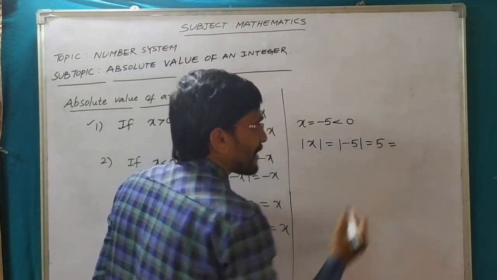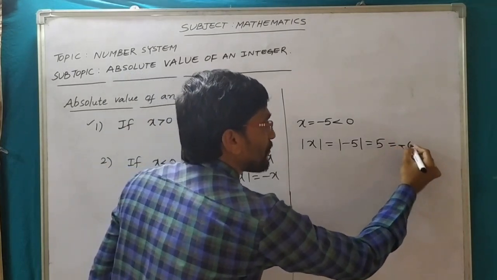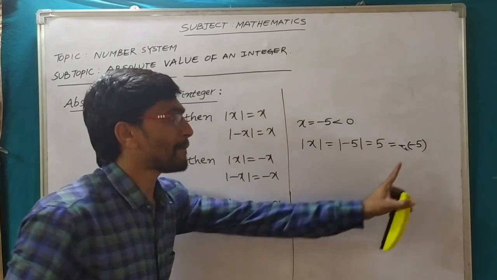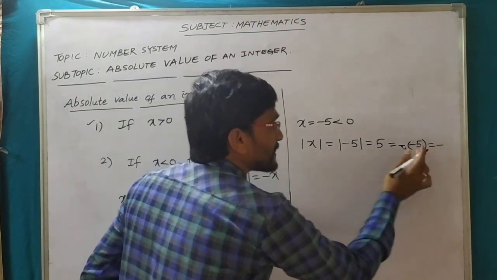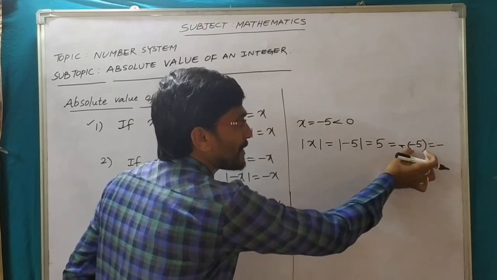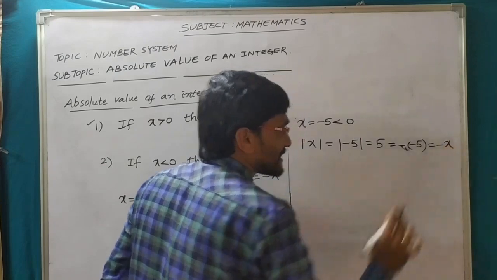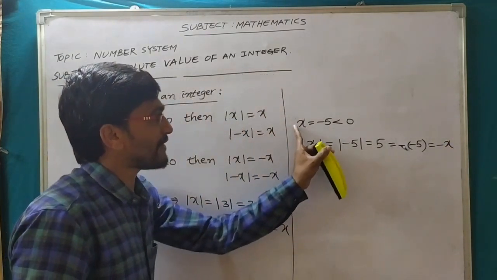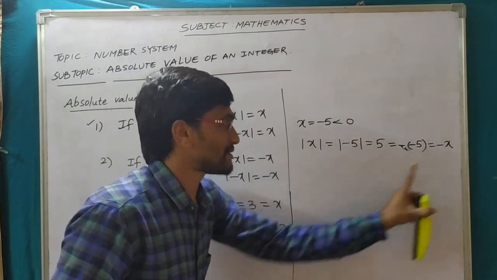I want to write 5 as minus of minus 5. Is it correct or not? Minus times minus is plus. Minus of minus 5, I have written this minus as it is. What is minus 5? Minus 5 is nothing but x. So, if x is less than 0, then we got modulus x is equal to minus x.